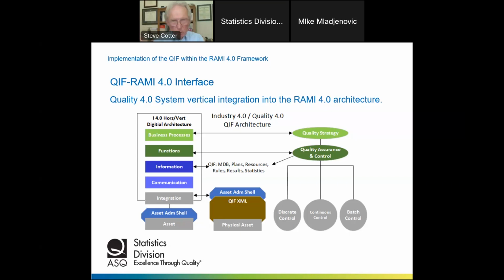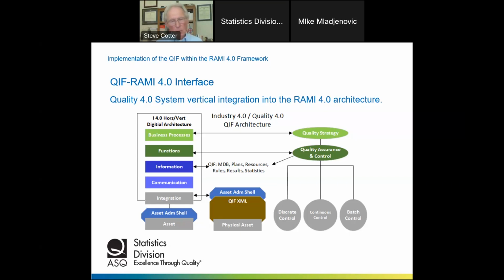So in short, and this is my proposal for a Quality 4.0 system, vertical and horizontal integration. And my takeaway is that QIF RAMI combined integration provides a structured approach for implementing Quality 4.0. And I want you to think about that because interoperability has been the major, shall I say, impediment or challenge to Industry 4.0. Integrating the QIF XML within the asset administration shell for a physical asset, and then integrating the quality strategy into the business layer and the QIF quality workflow thread into the functions and information layer, I would propose, is a useful way to overcome many of the interoperability issues.